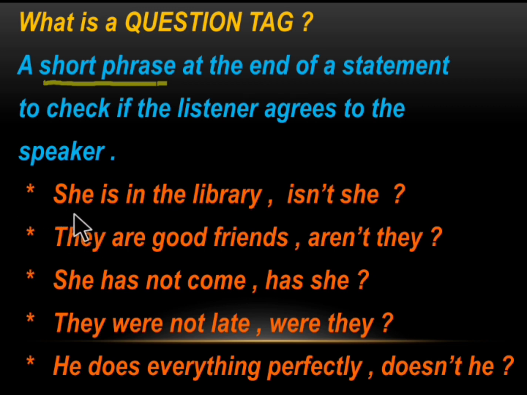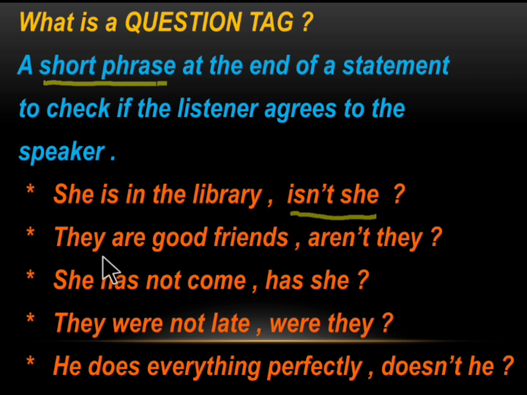Now look at this example. She is in the library. This is a statement. Isn't she? This is the question tag, which I am asking to confirm. So, she is in the library, isn't she? It is a short phrase. A phrase is a group of words which gives a partial meaning. This phrase has only two words: one is she, a pronoun, and the other is isn't, an auxiliary verb.